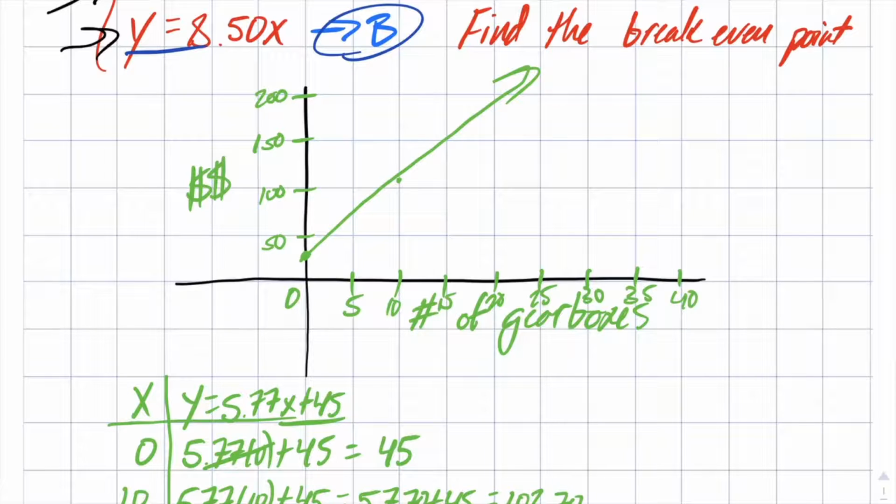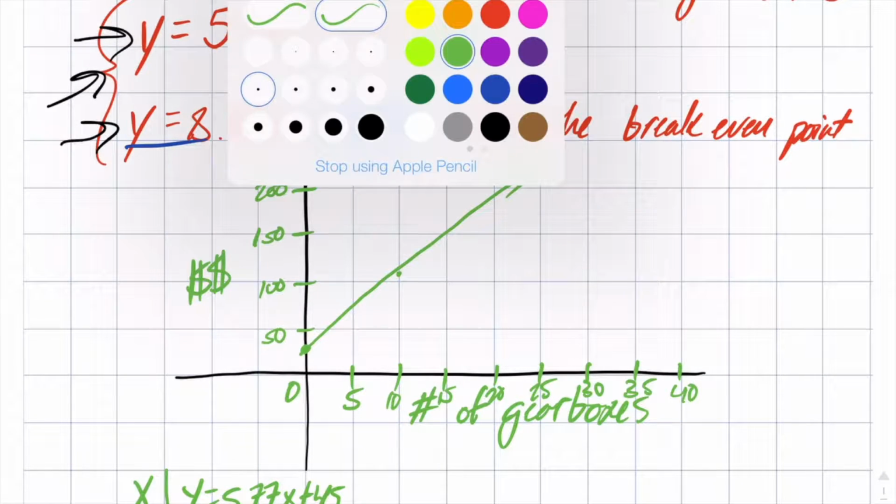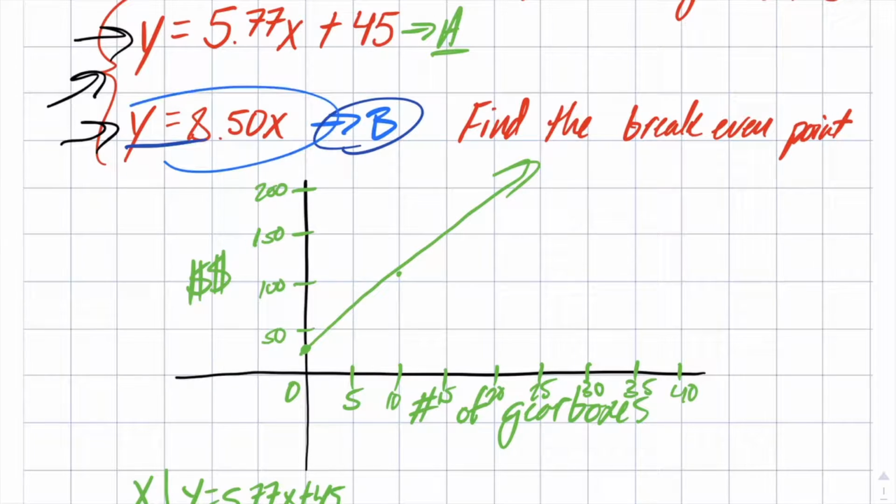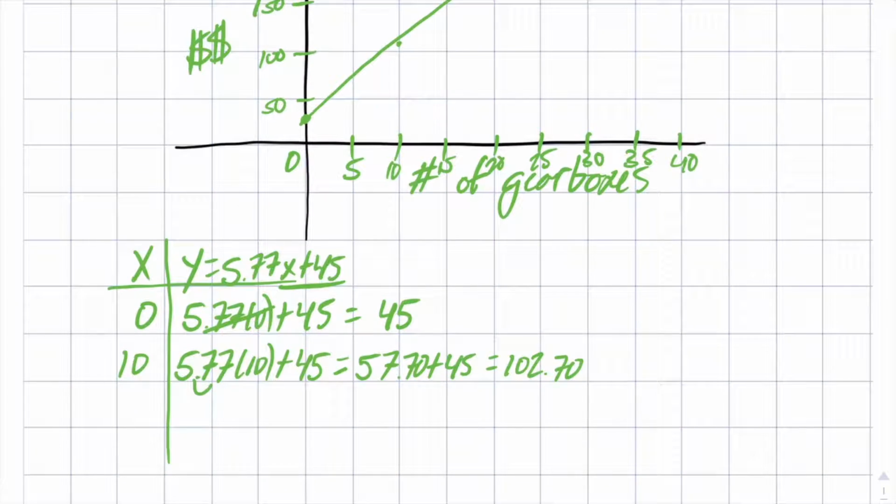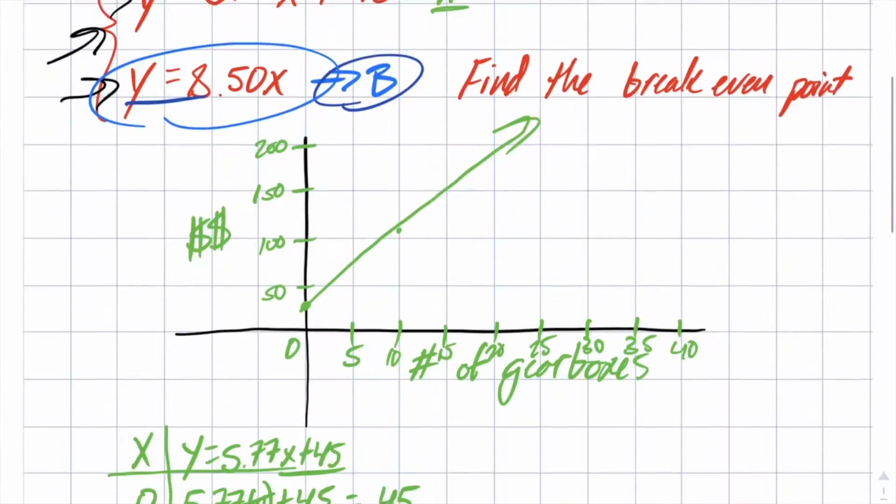Okay? Now we're going to go ahead and graph B. Okay, we're going to graph this one now. And we can make a table again. 8.50x.